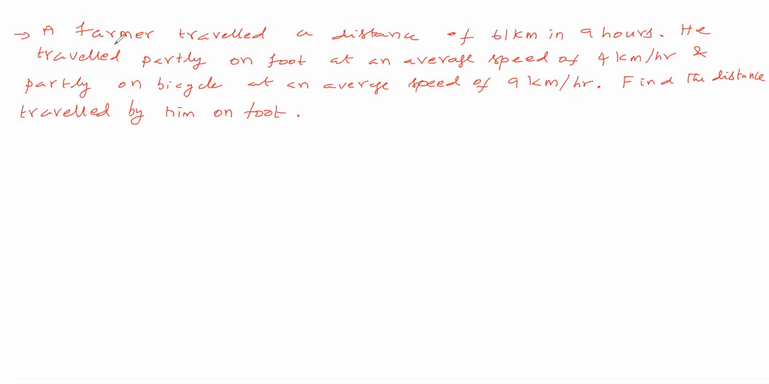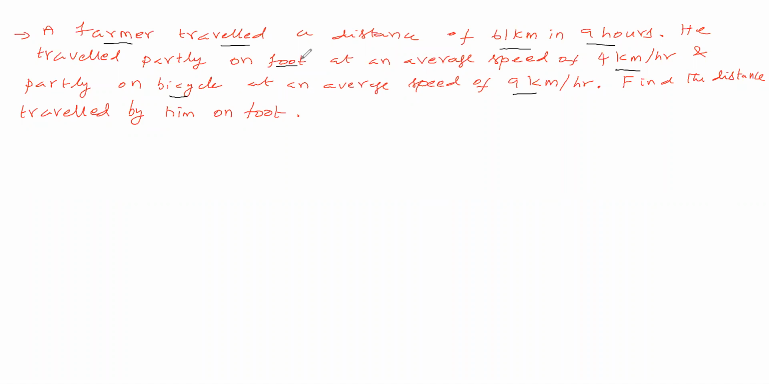So this farmer is traveling 61 kilometers in 9 hours. He is traveling both by foot as well as by bicycle. On foot, the speed is 4 kilometer per hour, and by bicycle, 9 kilometer per hour. So what distance is traveled by foot, and what distance by bicycle, that we have to find.